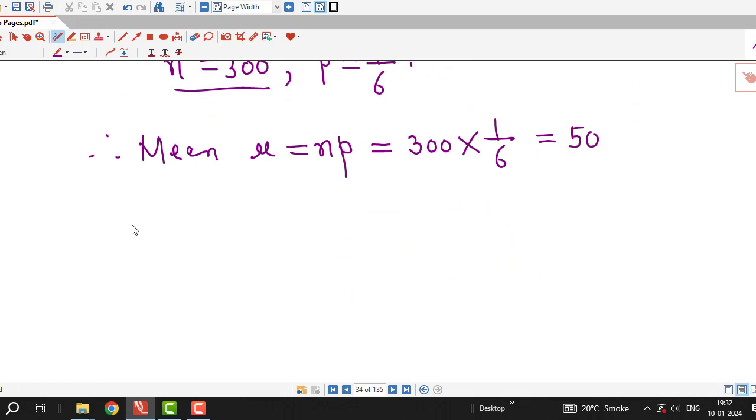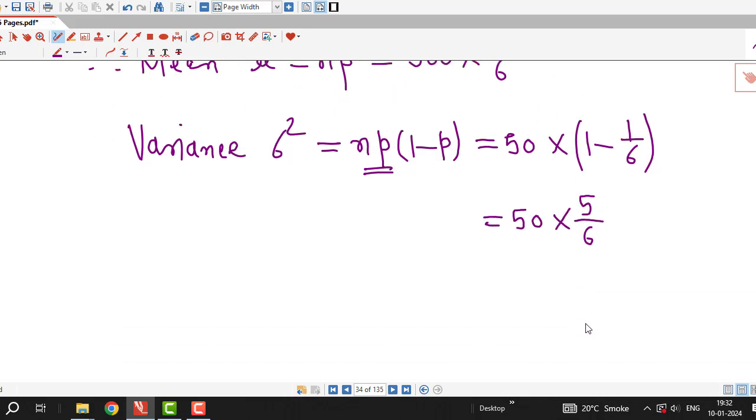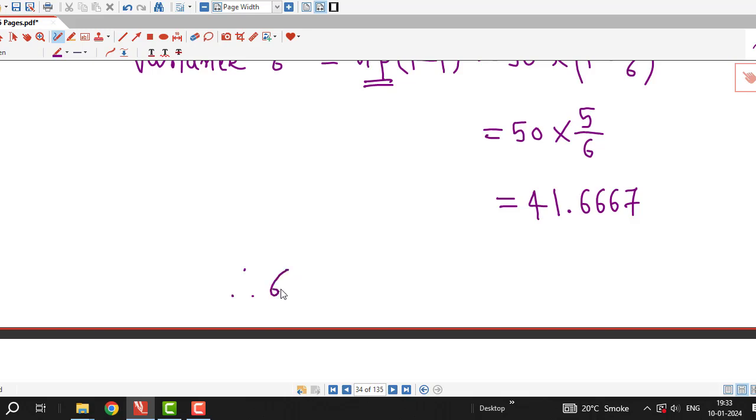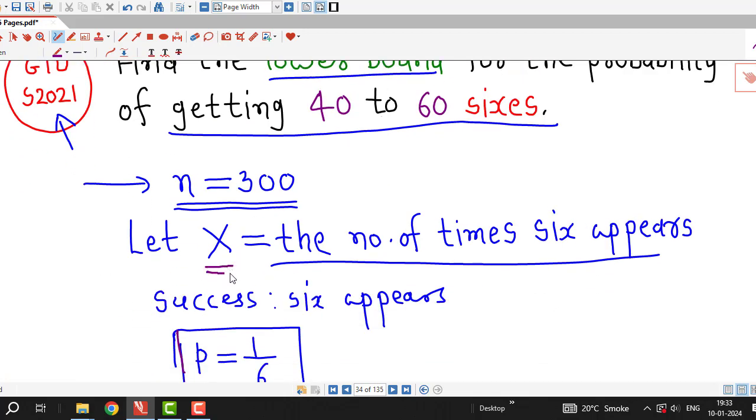Therefore the mean is 50, and the variance of a binomial distribution is given by n times p times 1 minus p. That is, n times p is 50 into 1 minus 1 by 6. That is 50 times 5 divided by 6, and using a scientific calculator I find this as 41.6667 up to 4 decimal places. And we are interested in the value of the standard deviation, which is nothing but the square root of variance, and the square root of this quantity is 6.4550.